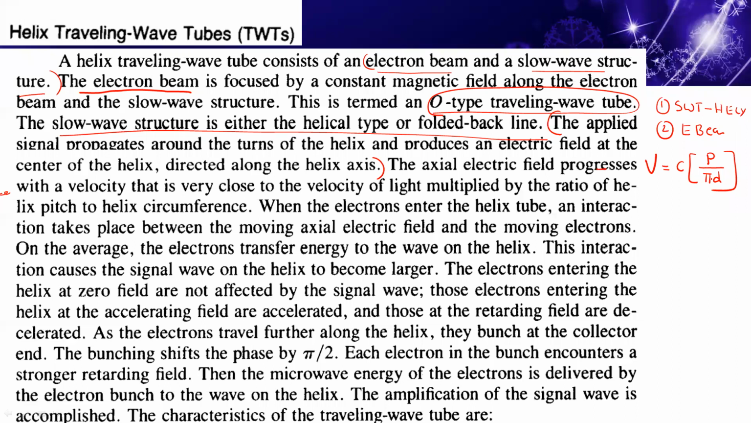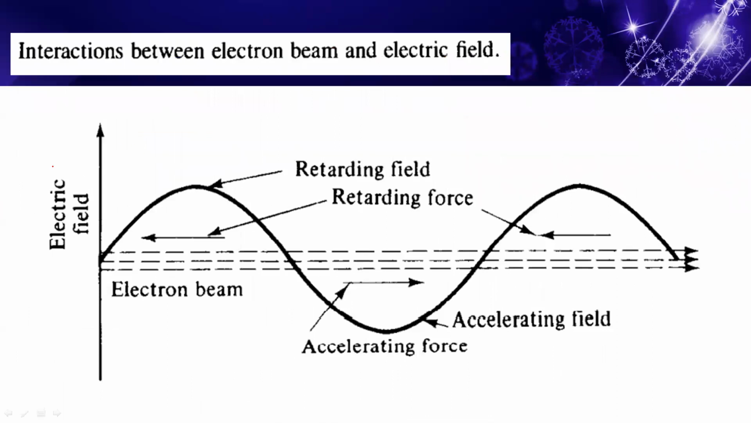The electrons entering the helix at zero field are not affected by the signal. Why? Because these electrons get accelerated, as I mentioned here. This is the time axis. This is the electron beam. This is the electrical field. When the electrons enter the electrical field, they are accelerated. Similarly, when the electrons enter the retarded field, they are decelerated. So that is the interaction of the electron beam in the helix.